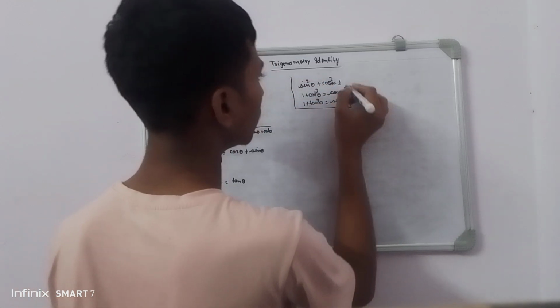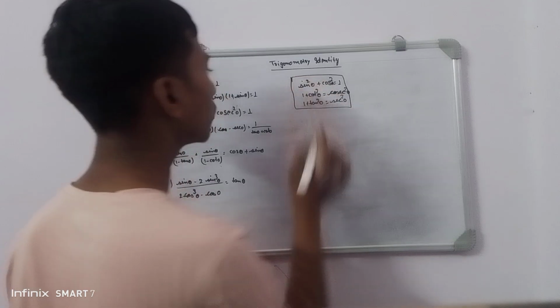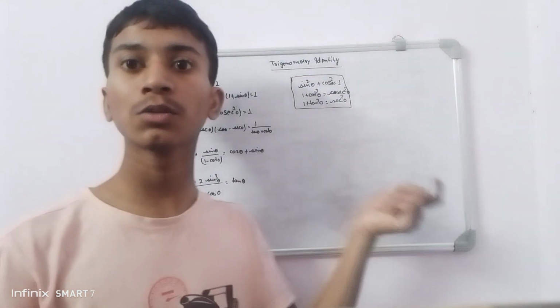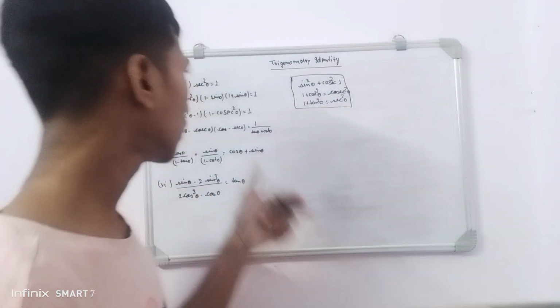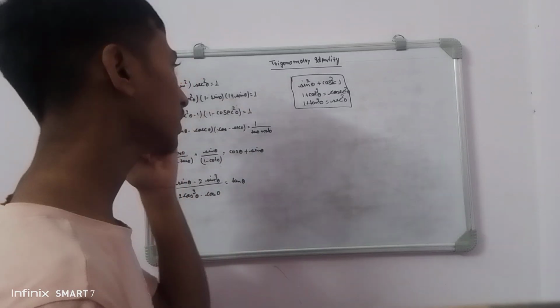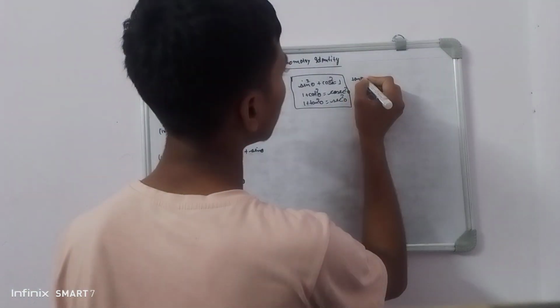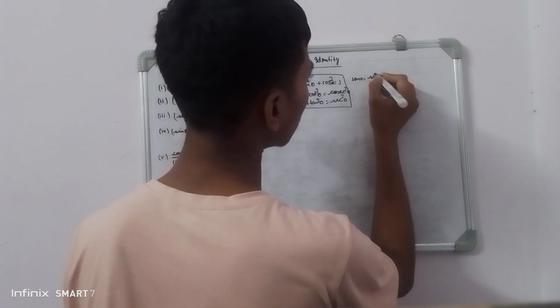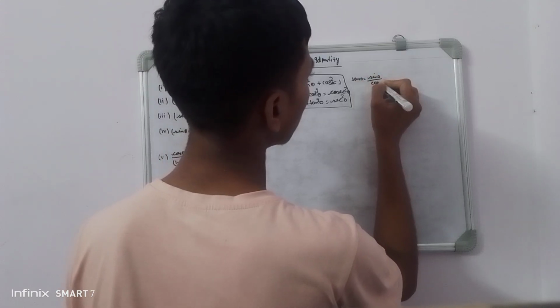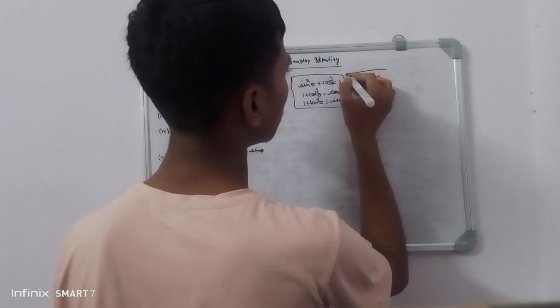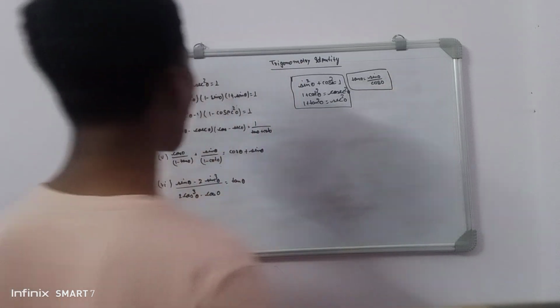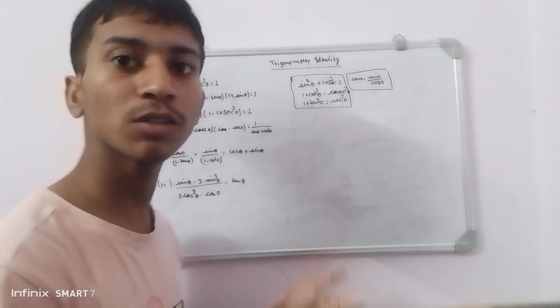These are the three basic identities which you have to use to prove all the questions related to trigonometric identities. And one more relation: tan of theta is equal to sine theta by cos theta. This is also an important thing. So how do you have to approach the question?